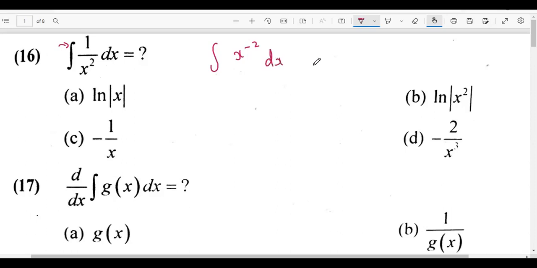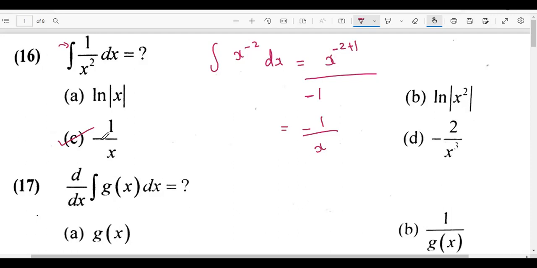So this is simple integration. We will add 1 first, minus 2 plus 1. We are going to divide it by the new power, that is minus 1. So this would turn out to be minus 1 by x. The answer would be C. Is that clear?